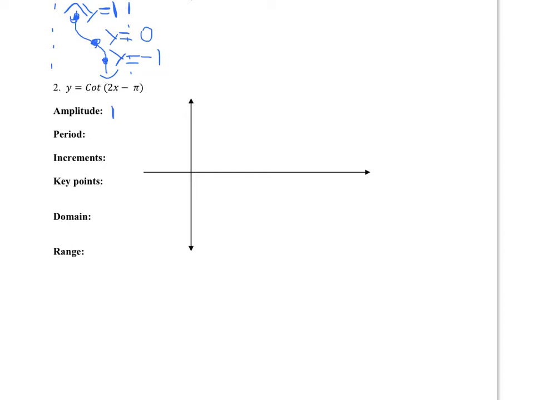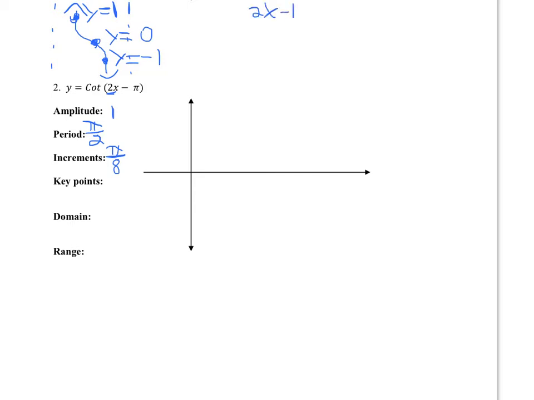Okay, let's see here. The period is pi over this, pi over 2. So the increments, if I take pi over 2 and divide it by 4, I get pi over 8. Now the key points are going to be a little bit different here. I'm not going to start at x equals 0. Now if I have minus on the inside of those parentheses, I'm going to shift it to the right.